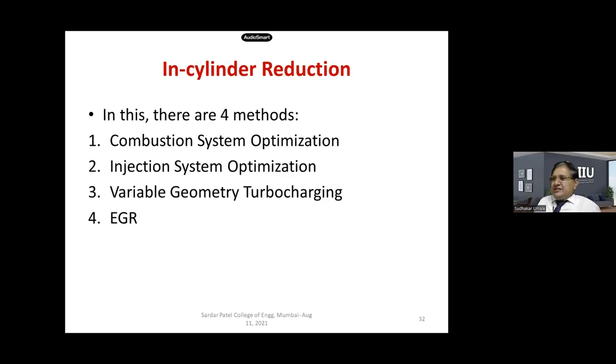I want to discuss in-cylinder reduction. There are four reduction methods, and we have to make some changes in the engine designs. Number one technique is combustion system optimization. We have to optimize the combustion system. Second is fuel injection system optimization. Third is variable geometry turbocharging. We are using turbochargers in the diesel engines, and according to the RPM, variable geometry turbochargers we are using for different speed engines. Fourth technique we are using is the EGR technique inside the cylinder.